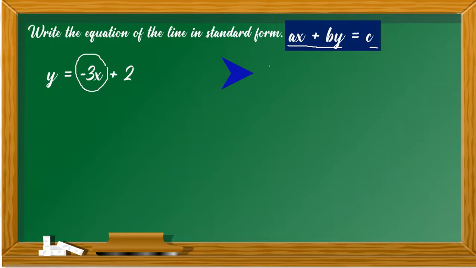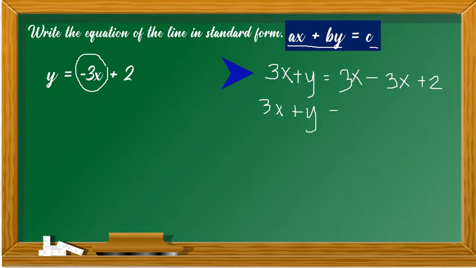So on the left side, we have 3x plus y. And on the right side, we have 3x minus 3x plus 2. Then we have 3x plus y on the left, but 3x minus 3x is 0, so we only have 2 on the right. So there you have it. We already wrote y equals negative 3x plus 2 in standard form.